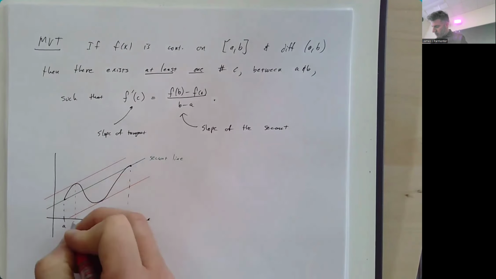And the mean value theorem just says that there's at least one c between a and b, so that the derivative at that point c is equal to the slope between (a, f(a)) and (b, f(b)).